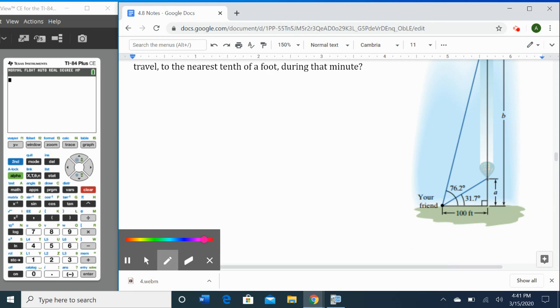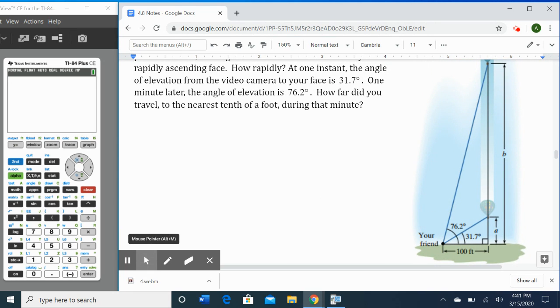So I'm actually going to pause and just make sure that we understand where that angle comes into play. When you are first in the hot air balloon, the angle is 31.7 degrees. And then 1 minute later, the angle of elevation is 76.2. So notice that it's not from the middle line to here. That is not 76.2. 76.2 is from the ground. So this is 76.2 degrees, that whole thing.